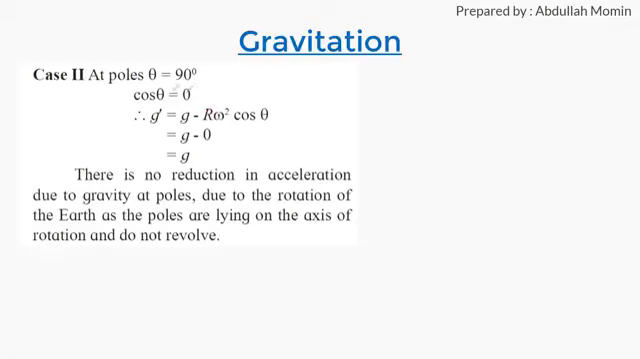Now at the pole, the value of theta is 90. That means cos theta is 0. So this whole term becomes 0, and we get g dash as g. There is no reduction in acceleration due to gravity at the poles, because due to the rotation of the earth, the poles lie on the axis of rotation and do not revolve.